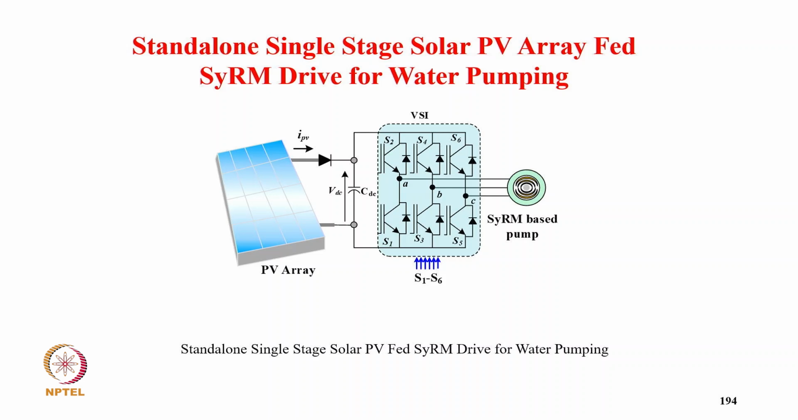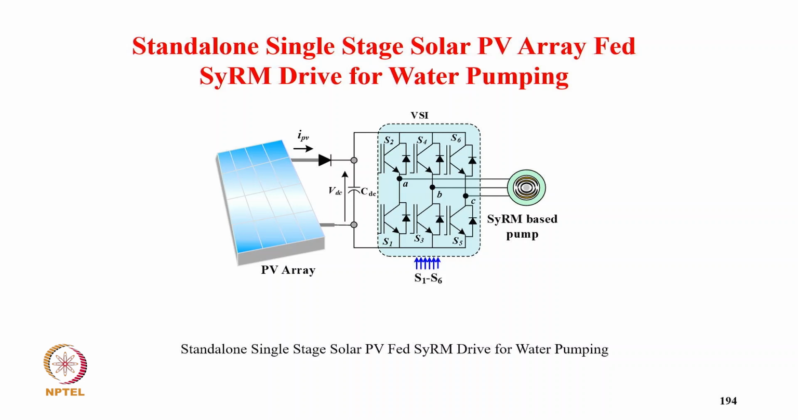Then coming to the standalone single-stage PV fed switched reluctance motor drive for water pumping. Here we have a PV array directly feeding the voltage source inverter with power control. So here the DC link voltage for MPPT is decided by the inverter control for controlling the speed of the motor.